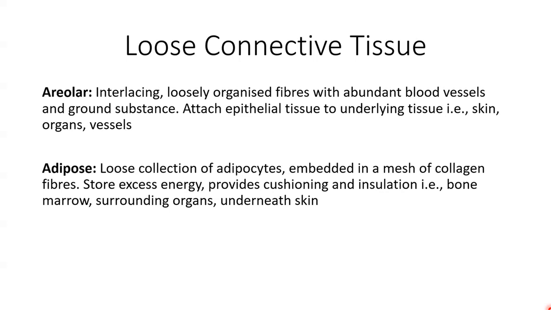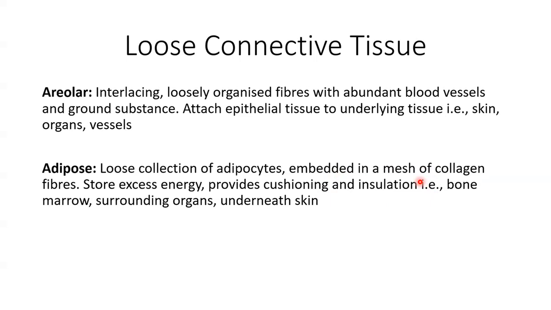Adipose tissue is made up of a loose collection of those adipocytes embedded in a mesh of collagen fibres. When someone is storing a lot of energy, those adipocytes will be nice and round. When someone has fewer triglycerides stored, those adipocytes will be flatter and thinner. The function of our adipose connective tissue is simply to store excess energy, to act as a bit of a cushion around particular organs, so particularly our kidneys. You can knock your kidneys quite easily on the back, just underneath your ribs. They can act as insulation as well.